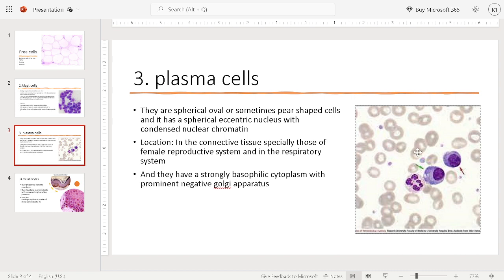But some cells have the nucleus in the middle of the cell. So they are eccentric nucleus with condensed nuclear chromatin. So this is the nuclear chromatin. They appear condensed, those ones in the nucleus. Those are the chromatin. Okay, this cell is a neutrophil, guys.